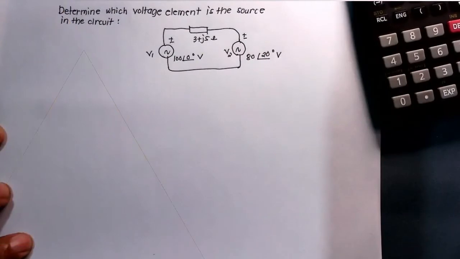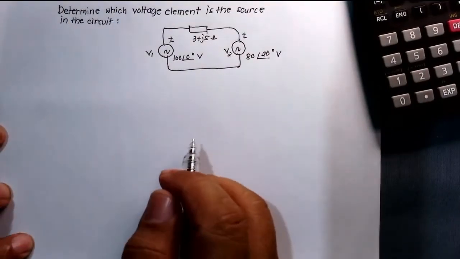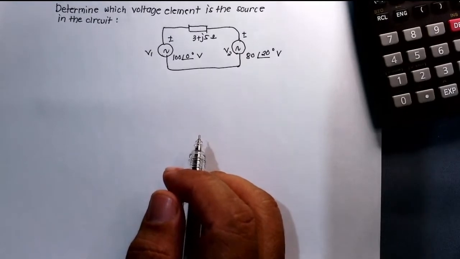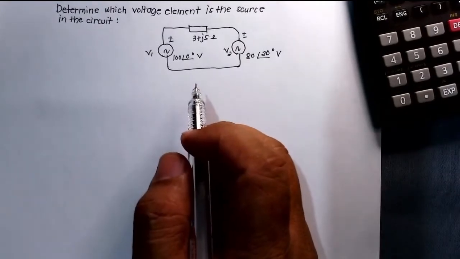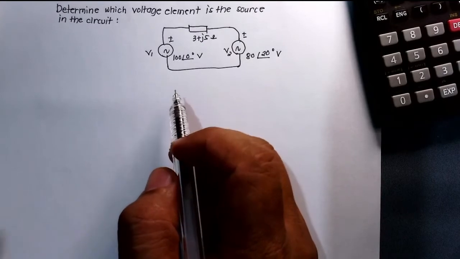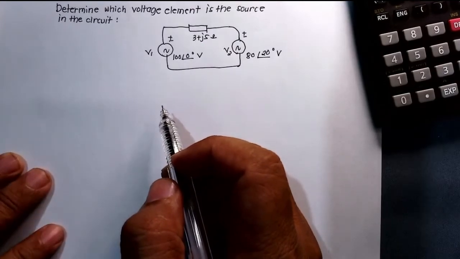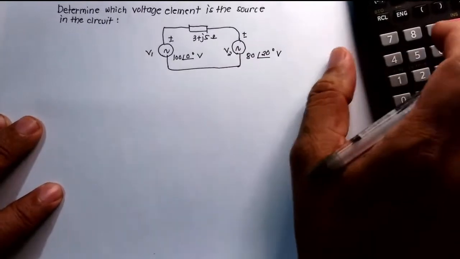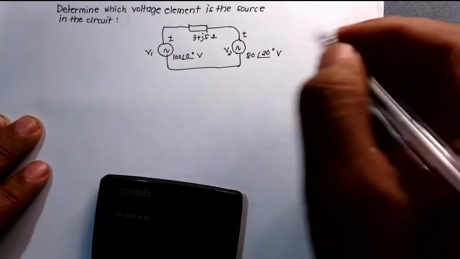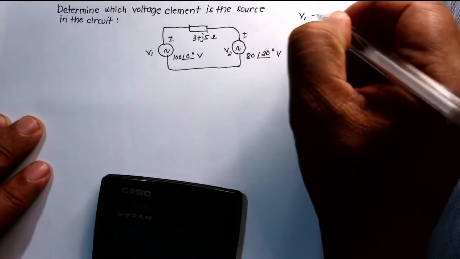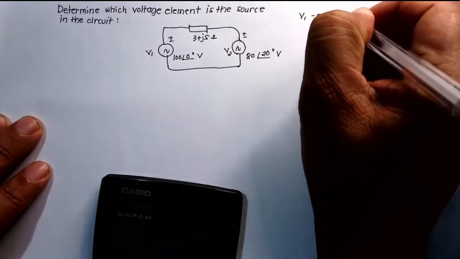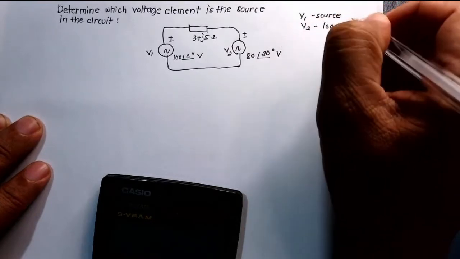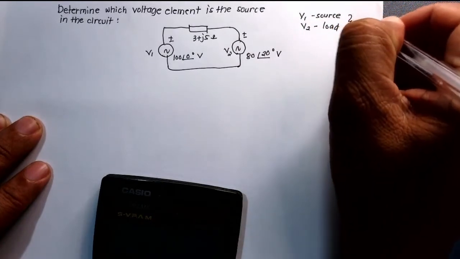To be able to solve this problem, we have to assume either B sub 1 or B sub 2 can be our source or a load. So I will be assuming here that B sub 1 is the source, and B sub 2 is a load. This is my assumption.